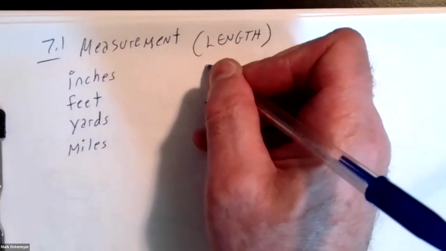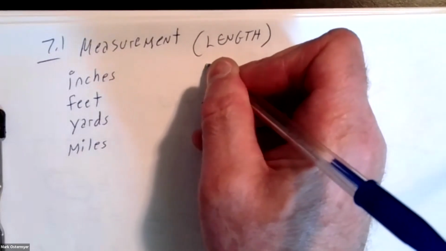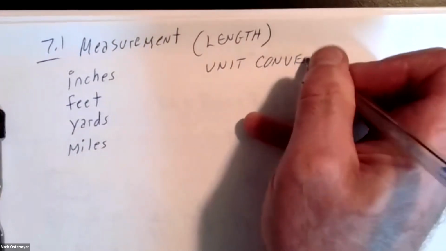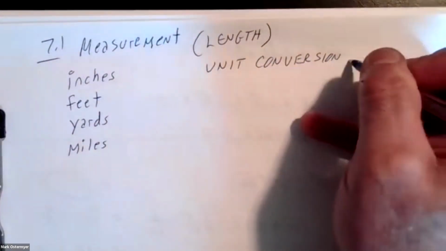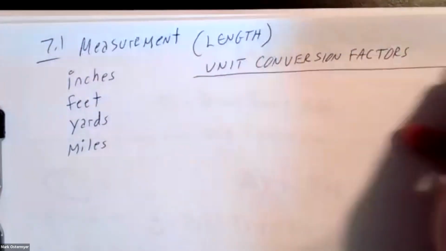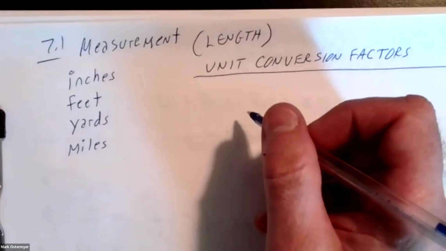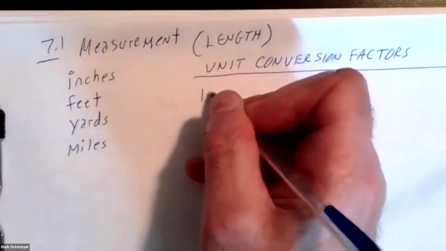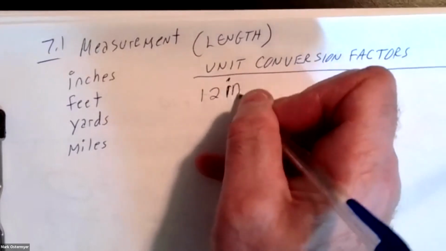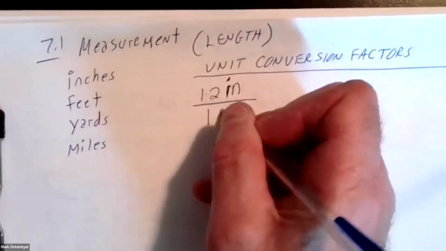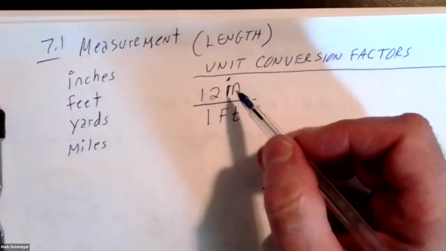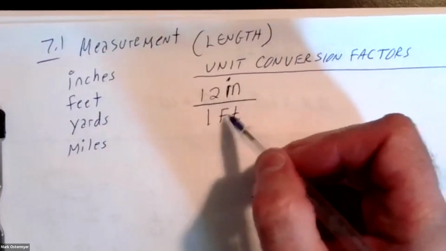We need what are called unit conversion factors. Unit conversion factors are unit rates. They're unit rates. And I'm going to show you a couple here, ladies and gentlemen. Here's one unit conversion factor. There's 12 what? 12 inches per how many feet? 1 foot? That's called a unit conversion factor. That relates inches to feet. 12 inches per 1 foot.